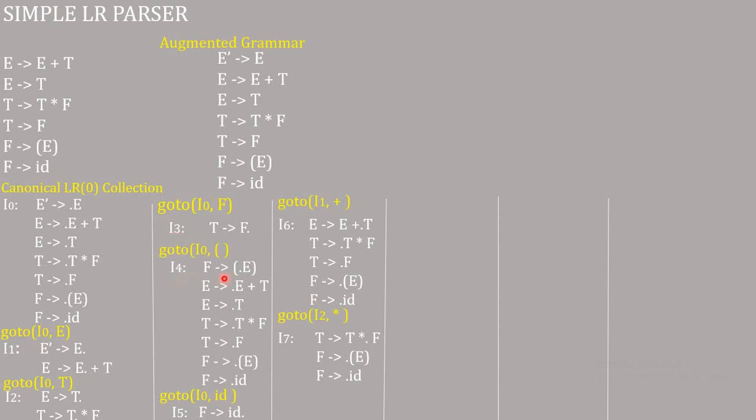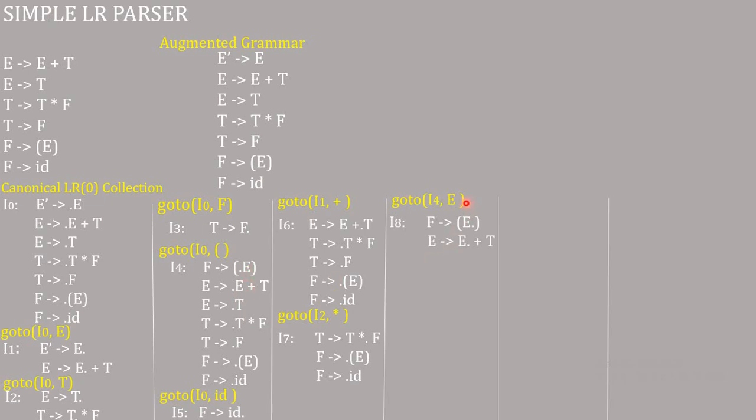In I4 we have different rules, so let us try to take the dot symbol to the next position. First let us consider the non-terminal E. So let us define goto of I4 comma E. When we define this function, what happens? F tends to open bracket E dot closed bracket, just shifting the dot symbol after E. And similarly, we have one more production.